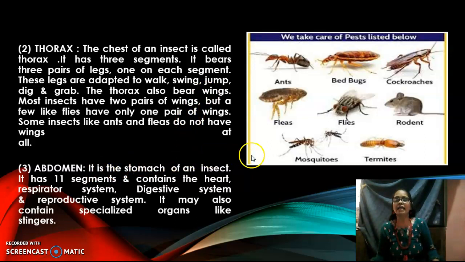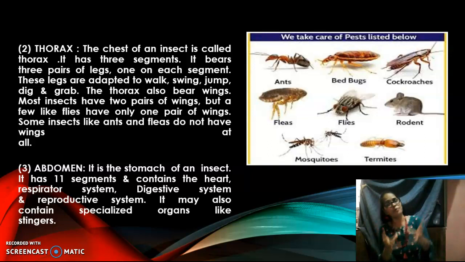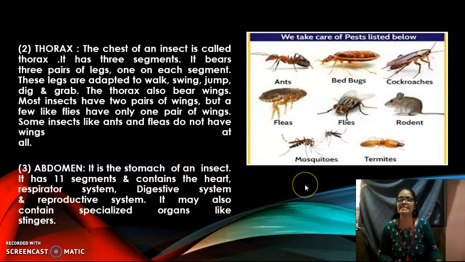Now the abdomen. Abdomen means stomach. It is the stomach of an insect. It has 11 segments. How many segments, children? 11. And it contains the heart, the respiratory system, digestive system and reproductive system. It may also contain specialized organs like a stinger.